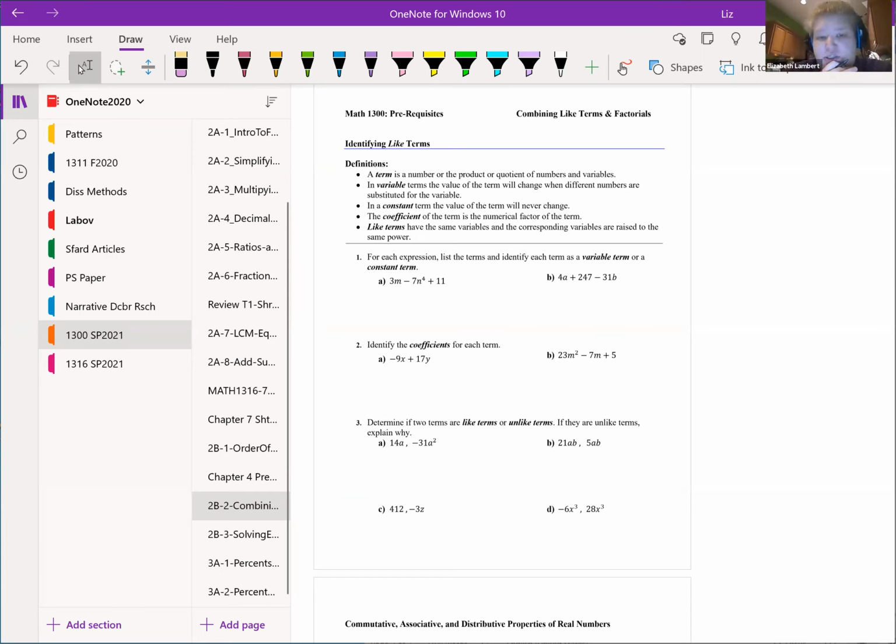In a constant term, the value of the term will never change. A constant term is literally just a number, no variables at all. That's why it's called constant.